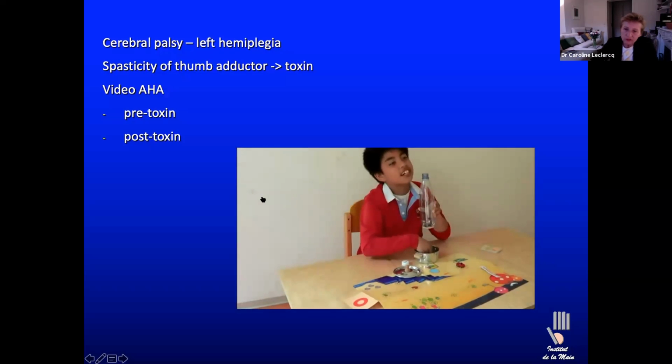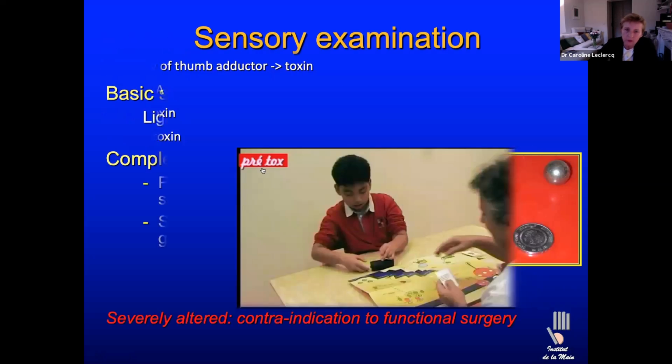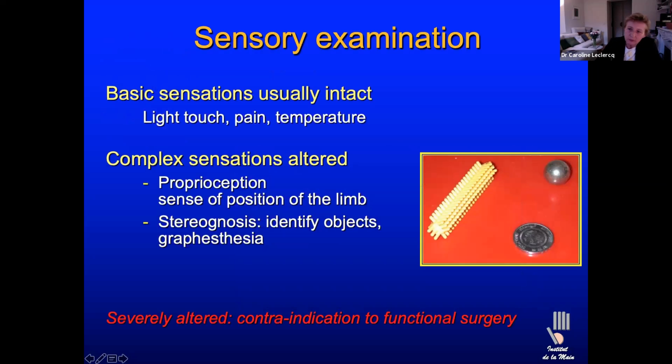So with just the help of this botulinum toxin in one little muscle, we know what to do now. We need to diminish spasticity in his thumb adductor. After motor examination, of course, we want to examine sensation. Usually basic sensations are intact or pretty good, whereas complex sensations such as proprioception and stereognosis are altered. If basic sensation is intact, we don't have to worry too much, but if it's severely altered, then this may amount to a contraindication, at least to functional surgery.